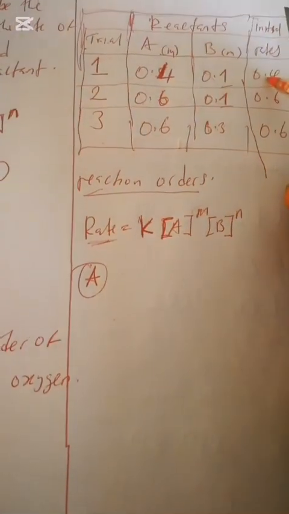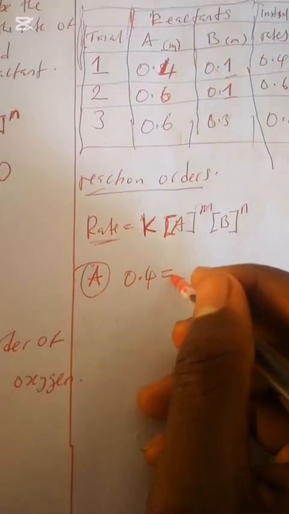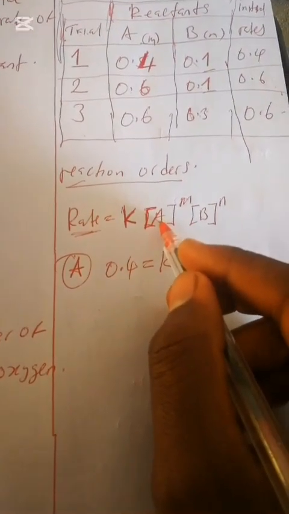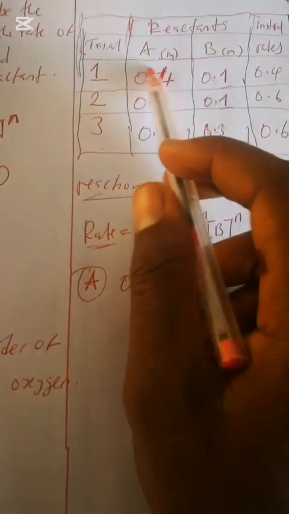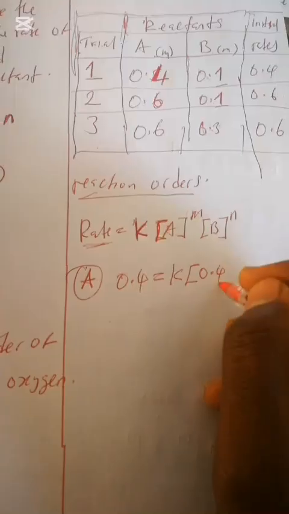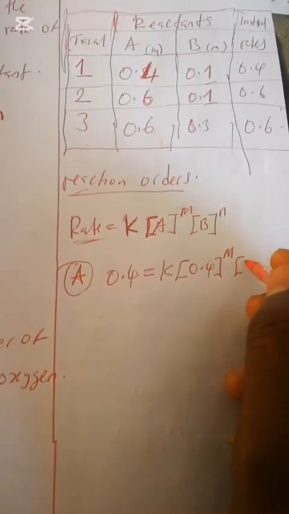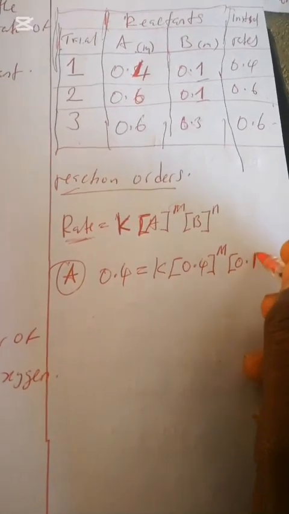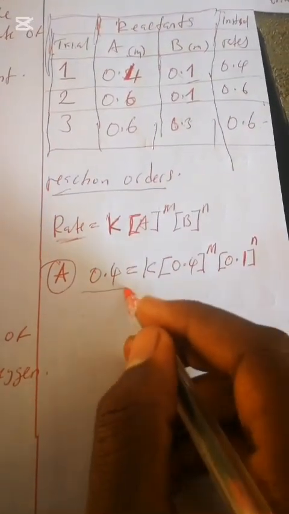We have already calculated the rate, which is 0.4. So write 0.4 is equal to K times A. The concentration of A, using trials 1 and 2, is 0.4, so we use 0.4 to the power M. Then B, what is B? B is 0.1 to the power N. Then we divide.